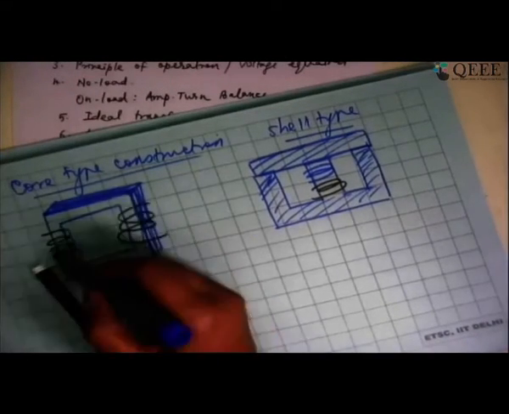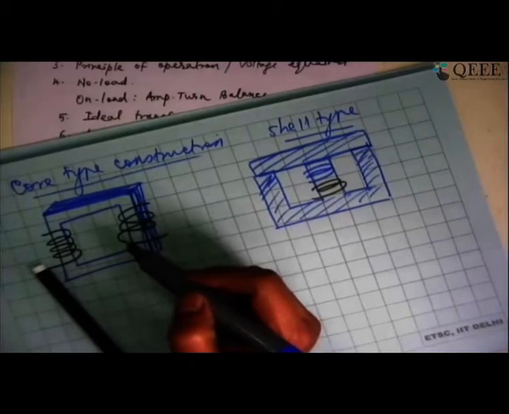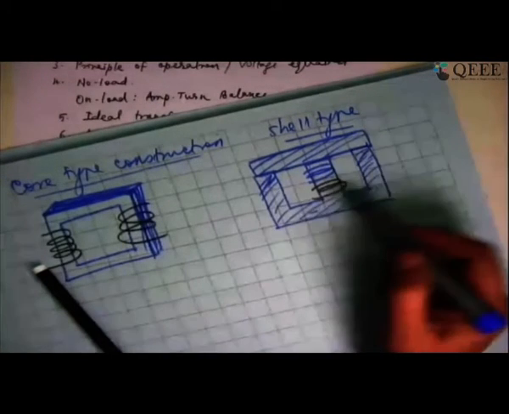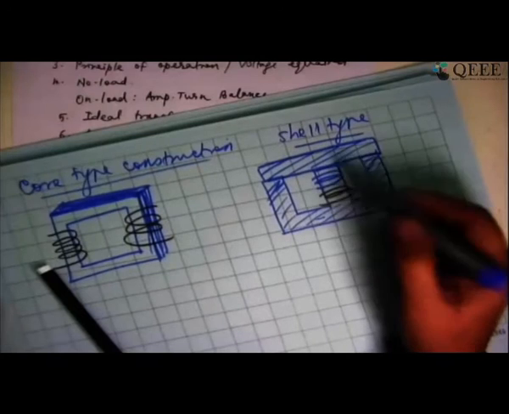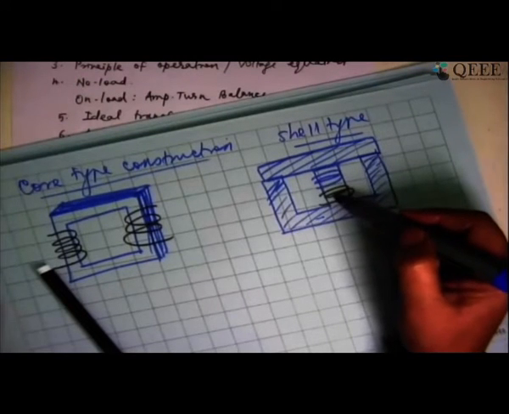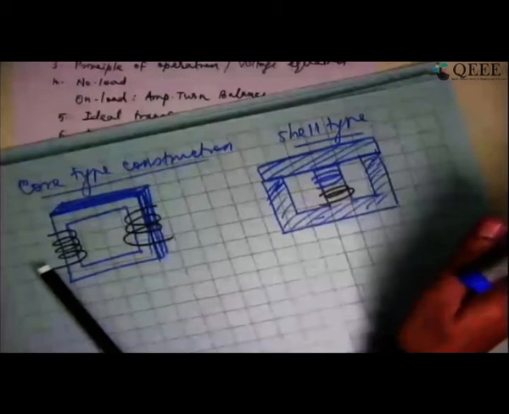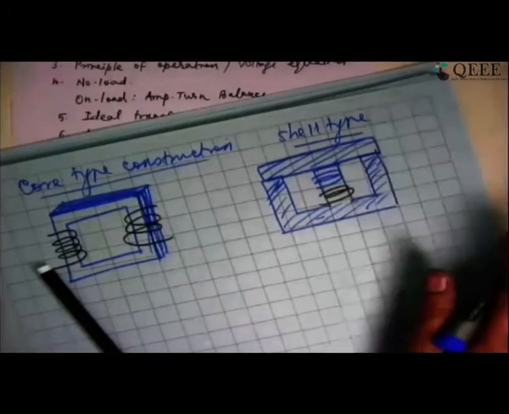On both legs, I am utilizing them for winding the copper windings. Whereas here I am going to use three legs, out of which only one leg is used for the winding, and the other two legs are just remaining there. So this is shell type construction.